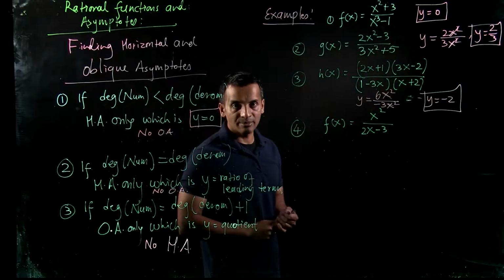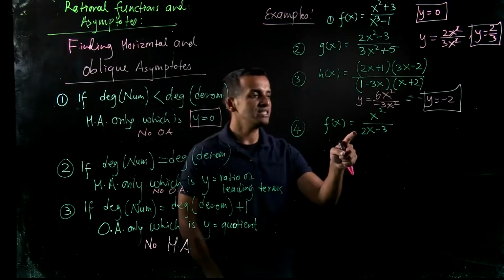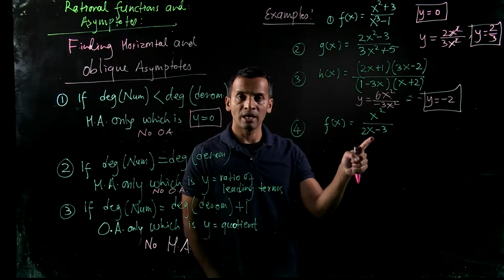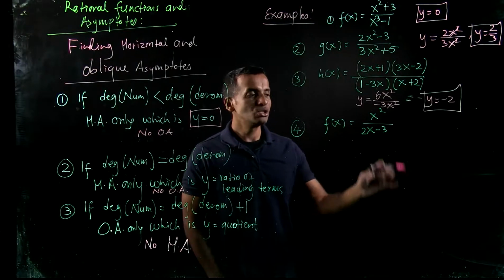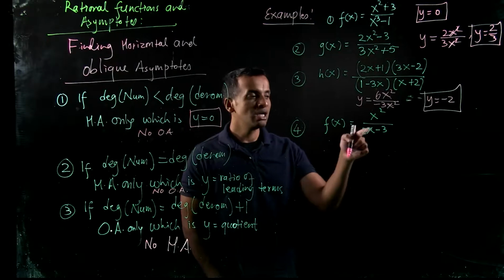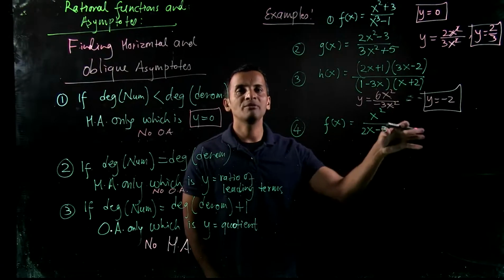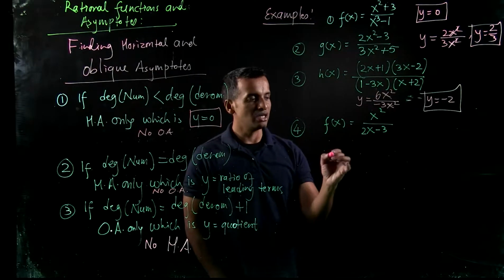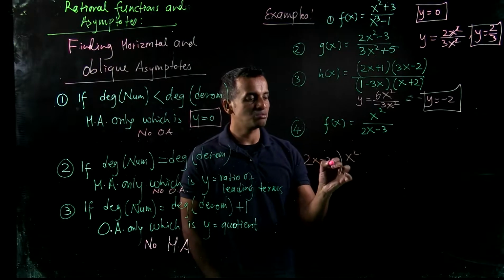Okay, let's find the oblique asymptote in this case, because the degree of the top is 2, the degree of the bottom is 1, so the degree of the top is 1 more than the degree of the bottom. So in this case there is an oblique asymptote. To find it, let's perform the long division, and whatever quotient we get, y equals that will be the oblique asymptote. Let's do that. So we are dividing x squared by 2x minus 3.